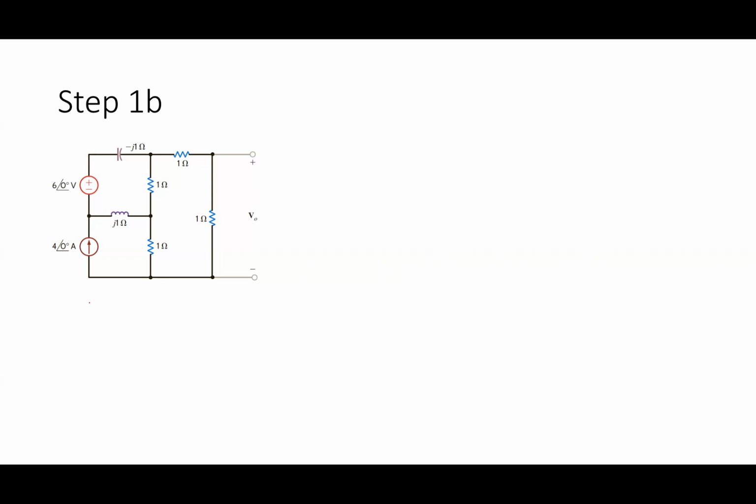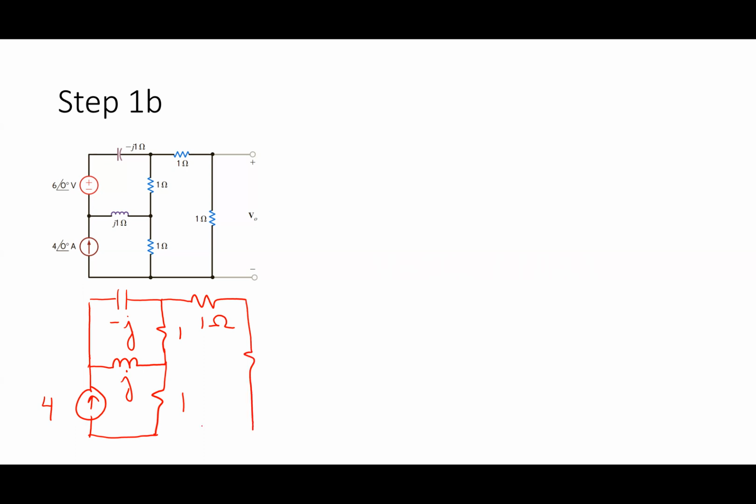So it becomes a short. This guy's negative J. This guy's 1 ohm. See, this is J. I've got my 4 amps down here. Got my 1 ohm. And then I've got another 1 ohm.